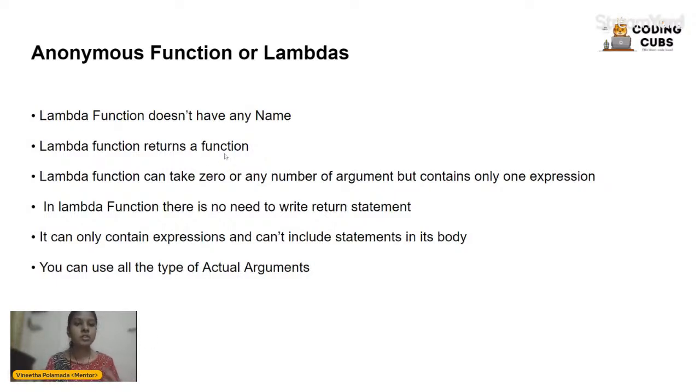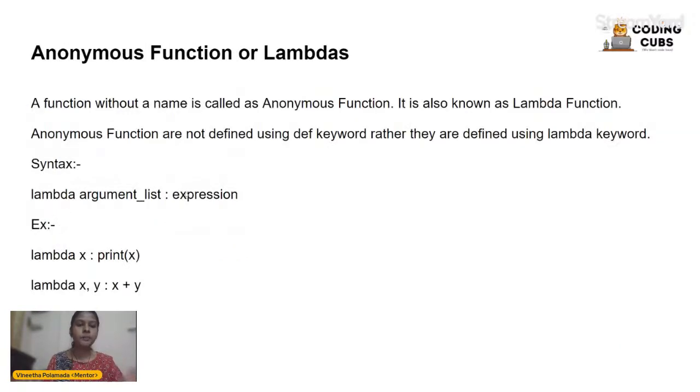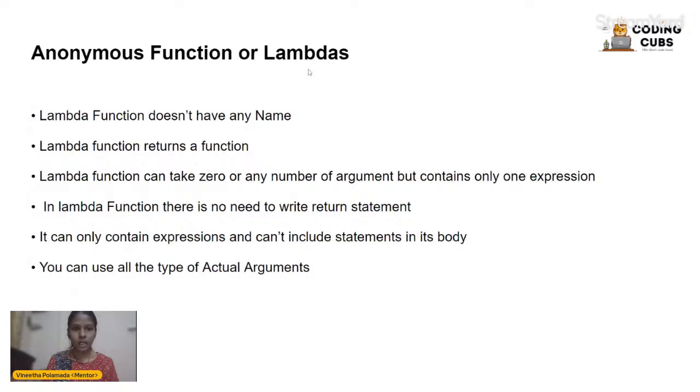Next, a lambda function returns a function. It can return a function. And a lambda function can take 0 or any number of arguments, but only one expression. I already told you in the previous example, the expression has to be only one, but in the argument list section, you can give any number of arguments. You can give 10, 100, any number, but the expression must be only one.